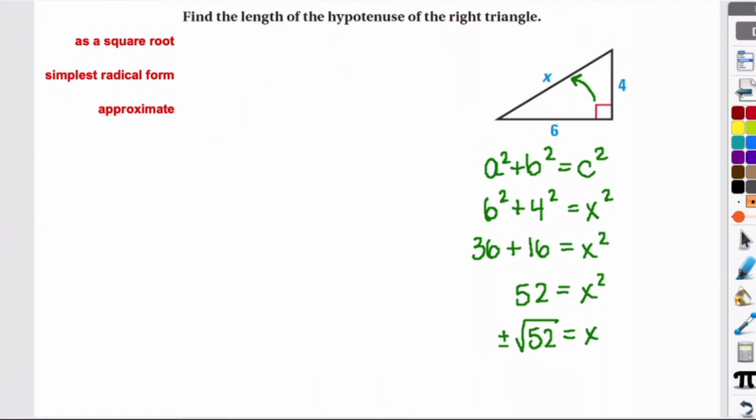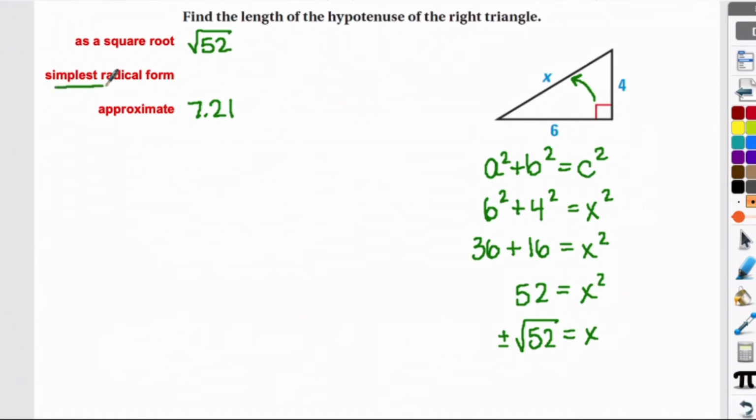So I'm going to have you write your answers in 3 different ways. The first one is as a square root, so the length of that hypotenuse is the square root of 52. And if we typed in the square root of 52 on our calculator, it's not a whole number, but it comes out to about 7.21110. It's irrational, so you can just round to maybe 2 decimal places.